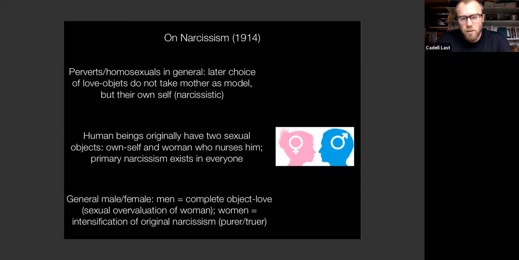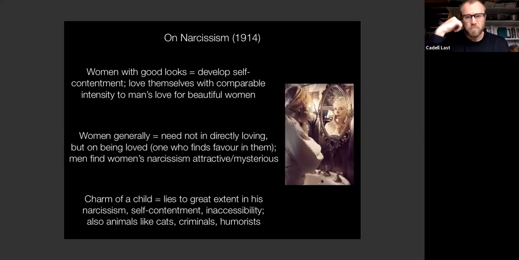He claims that in the general male and female, the man is more likely to fall on the end of the complete object love in the form of the sexual overvaluation of woman. And woman tends to love in an intensification of the original narcissism, which interestingly, he claims is, quote unquote, purer or truer. So again, Freud is not moralizing narcissism here. He's even seeming to suggest here that narcissism is purer or truer, which I think is, again, remarkably interesting. There are so many comments here that I was thinking about while coming up with this, but perhaps we'll save them for the discussion after.